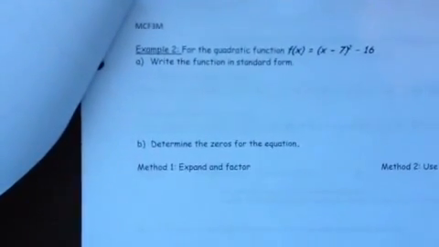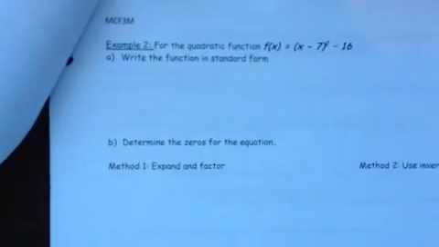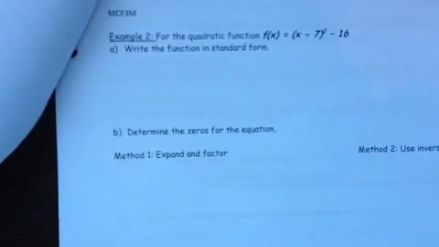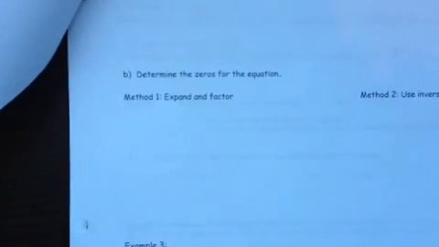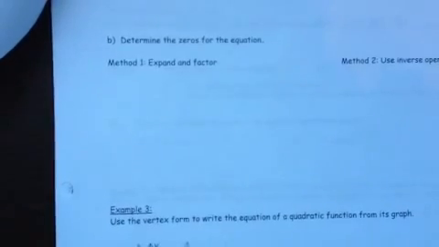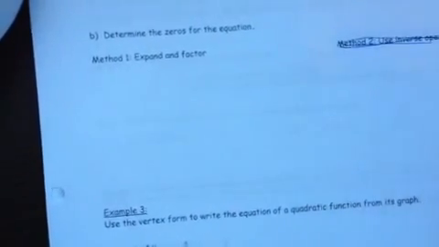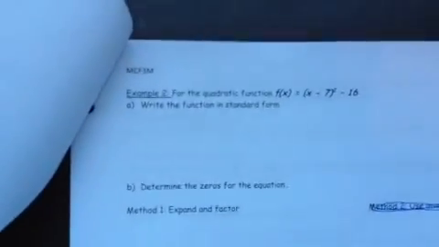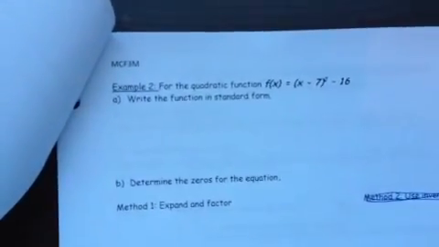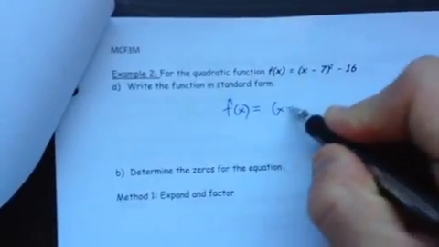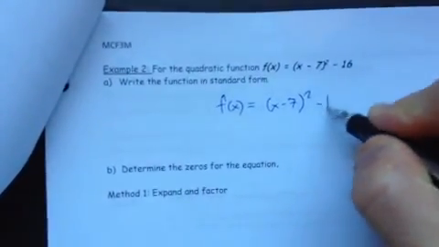Example number 2 says for the quadratic function f of x equals (x minus 7) squared minus 16, write the function in standard form. Then it says determine the zeros of the equation. Okay, so method 1 is using expanding and factoring. We're actually not going to look at method number 2 right now, but let's take a look at this. So coming up with this in standard form, f of x is equal to (x minus 7) all squared minus 16.